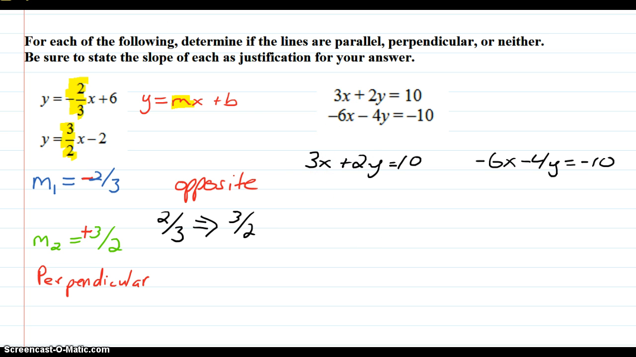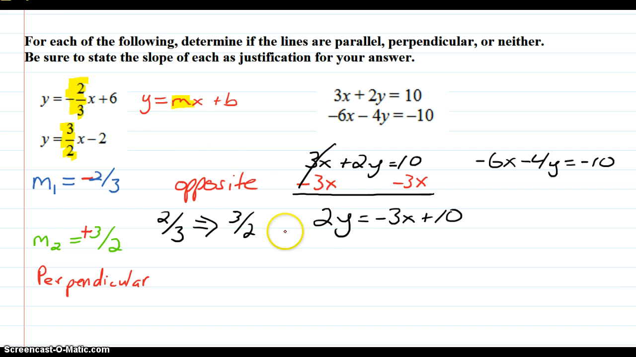Alright, so slope-intercept form means we want the y all by itself. So we're going to get rid of the minus 3x on this one. And so we always do the opposite. And so this goes away, and so now I have 2y equals negative 3x plus 10. Now I need to get rid of the 2 in front, so I'm going to divide both sides by 2. When I divide by 2, everything gets divided by 2. And so this becomes y equals negative 3/2 x, and then 2 can go in the 10, so plus 5.